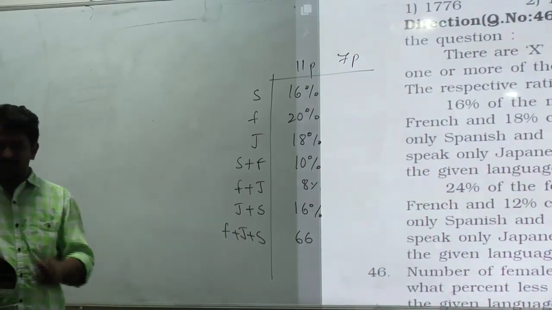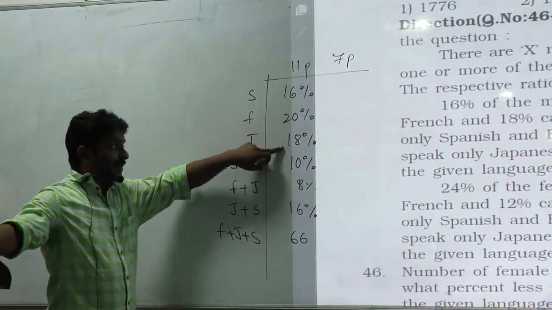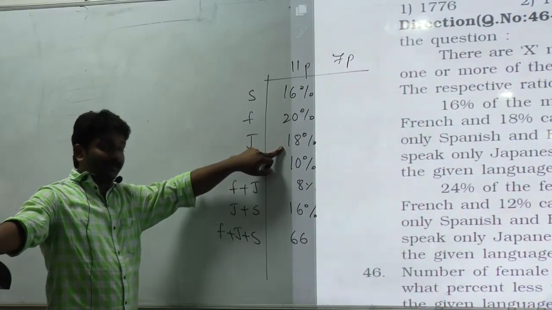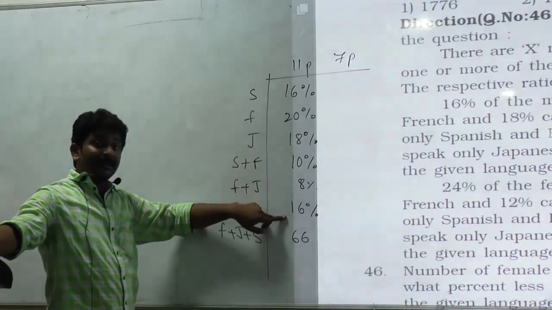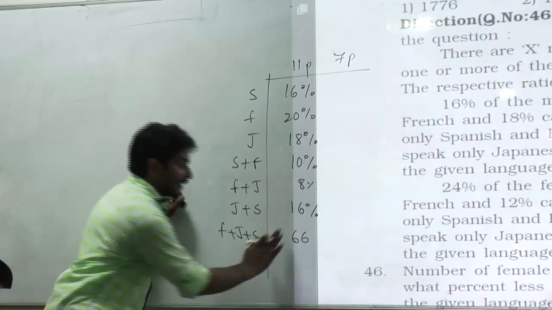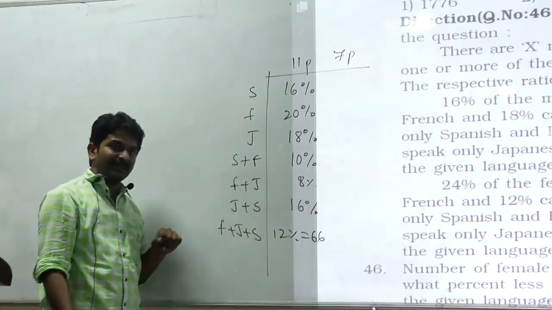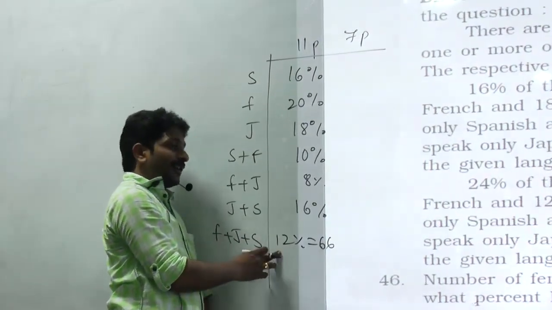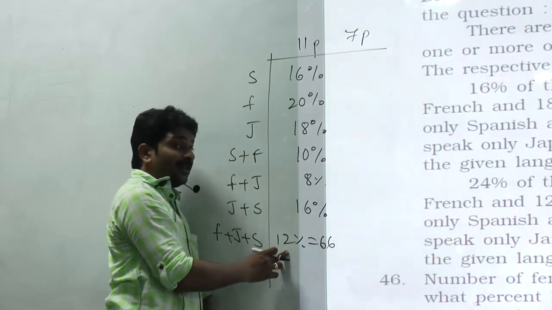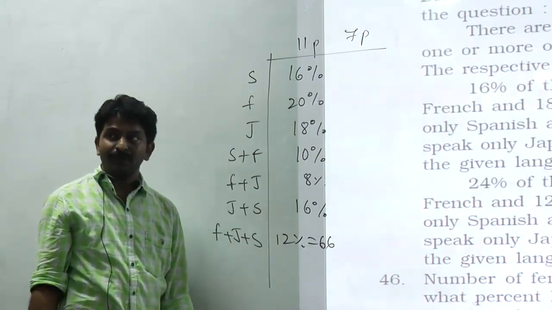Let me calculate number here. 16, 20, 36. 36 plus 18, 54, 64, 72, 88. Remaining 12%. If 12% is equal to 66, 12.5 times 6. So 12 into 5.5. So then 100% will be equal to 550.